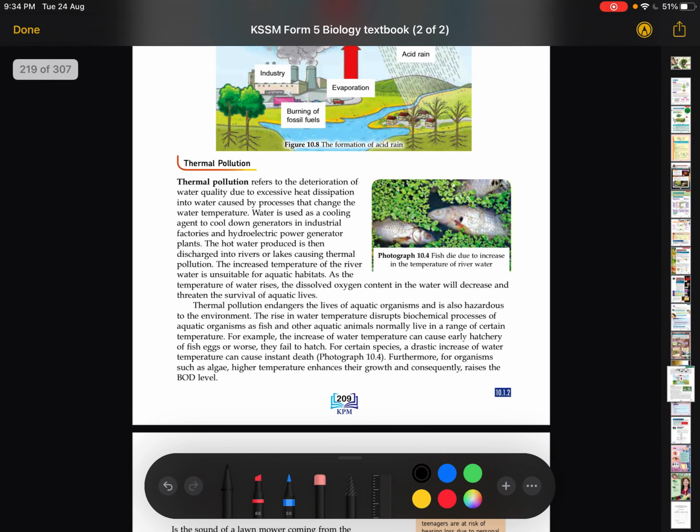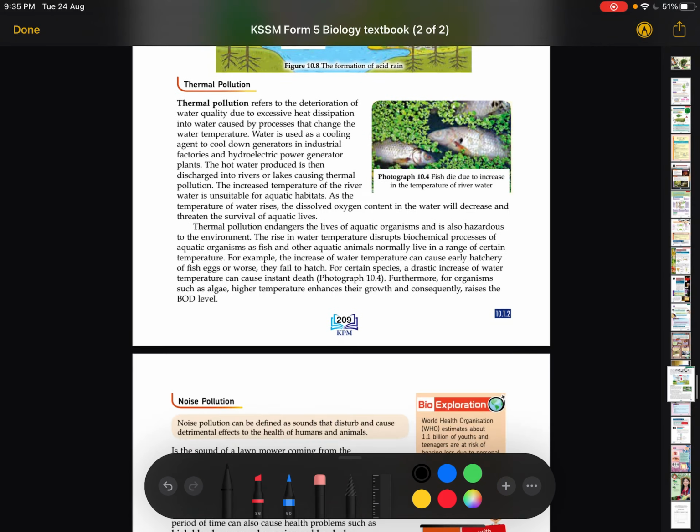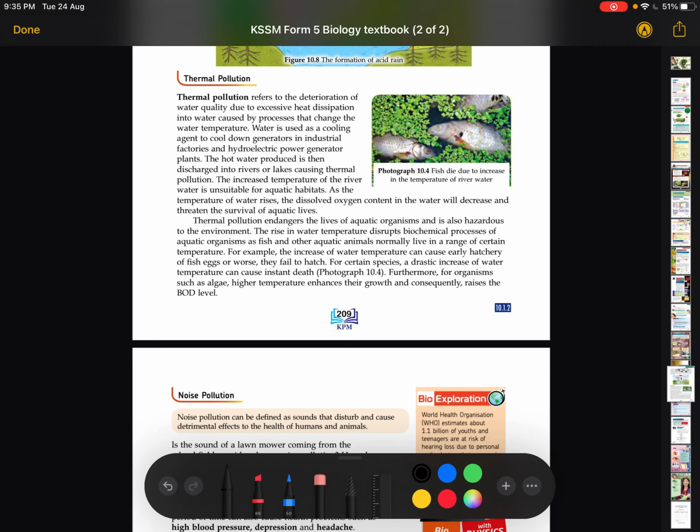Next is thermal pollution. Thermal pollution is a very interesting one because I've never heard of it before. But basically, from factories, you know how they use water as a cooling agent, or maybe they use water to manufacture stuff, and after they use it the water is usually very hot. Normally, if the water is used as a cooling agent, it will release heat until it becomes hot. So when it becomes very hot, the factories just dump it into the rivers, and the temperature of the river will increase.